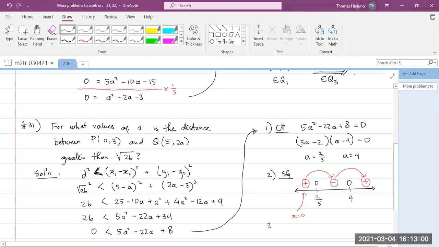So when I jump across that critical number, I change the sign. Now then, step 3, solution. So I need the part that is greater than 0, which means that's positive. So it's negative infinity up to 2/5 union 4 to infinity. Okay, that's for number 31.